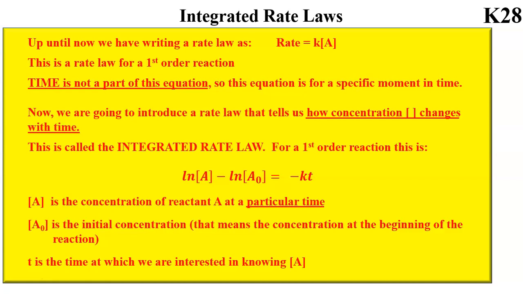Now we are going to introduce a rate law that tells us how concentration changes with time. This is called the integrated rate law. For a first order reaction, this law is the natural log of the concentration of A minus the natural log of the initial concentration of A equals negative rate constant times time. A is the concentration of reactant A at a particular time. A0 is the initial concentration, that means the concentration at the beginning of the reaction. And t is the time we are interested in, in other words, how far into the reaction we are when we get to a certain concentration of A.